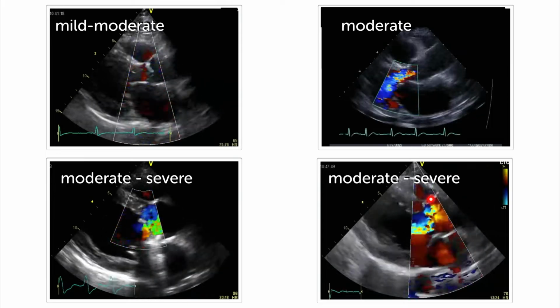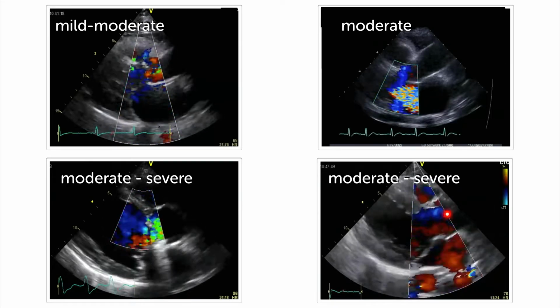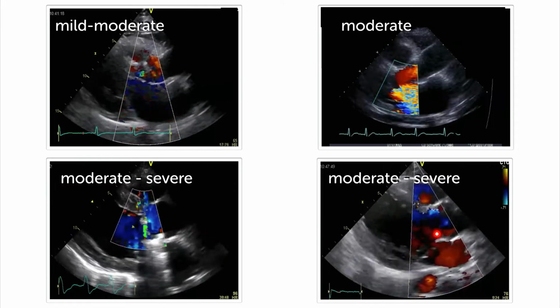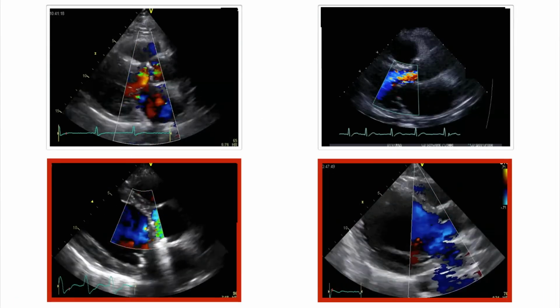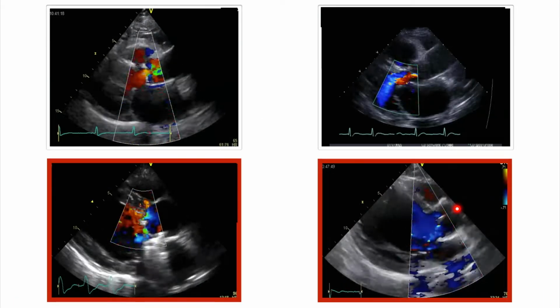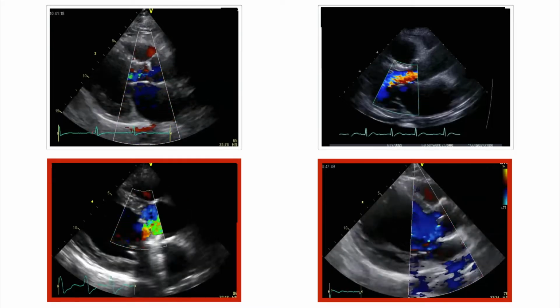But again, this is very difficult to assess because it's a very eccentric jet. It might not appear like a lot, but you can see that it's eccentric and impinges here on the anterior leaflet. And if you ask me which of these jets has the biggest consequence for the patient, I think it's this one and this one here. They're moderate to severe.